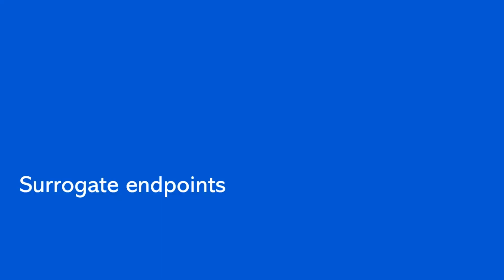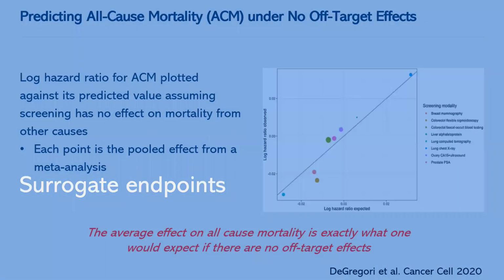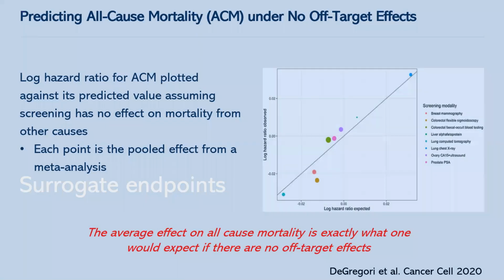And in fact, if we look at how surrogate endpoints work for all-cause mortality, they actually tend to be pretty good. So this is a plot looking at the observed all-cause mortality in trials of cancer screening. And each point on this is from a meta-analysis. So these are all the randomized controlled trials of that type of screening. And it's plotted against what you would expect the hazard ratio to be if you have the observed effect on cancer-specific mortality and no effect on any other.